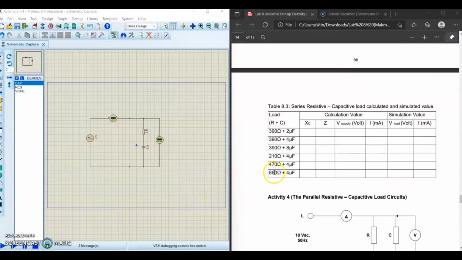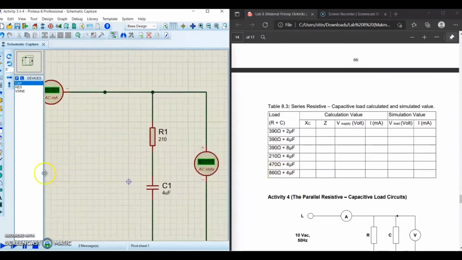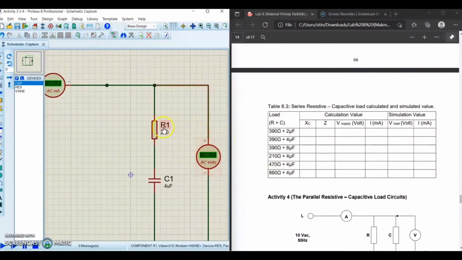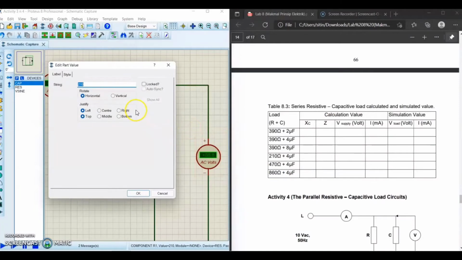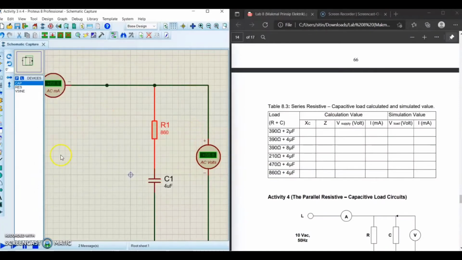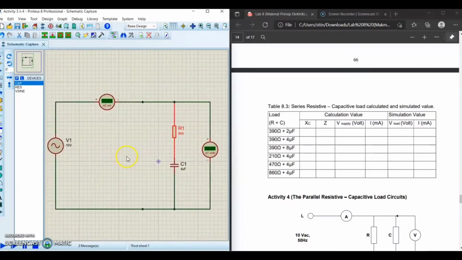Now let's change the value to 860 ohm and 4 microfarad. So here we got a different value for current and also the same value for the voltage. The value of current that we got is 6.02 milliampere, while the value of voltage is still the same, 7.07 volt.